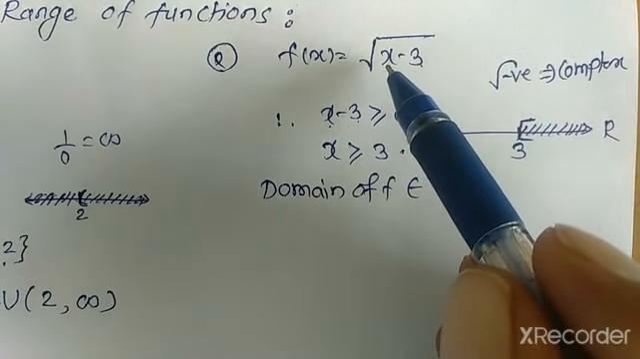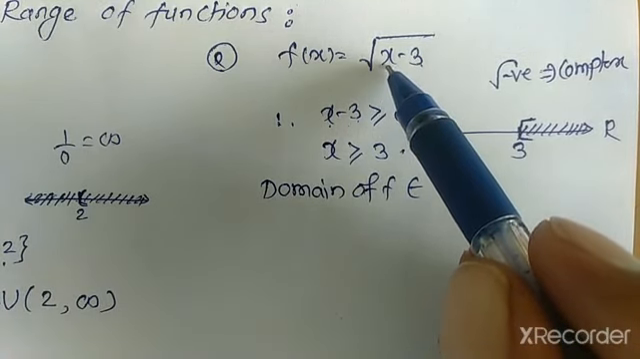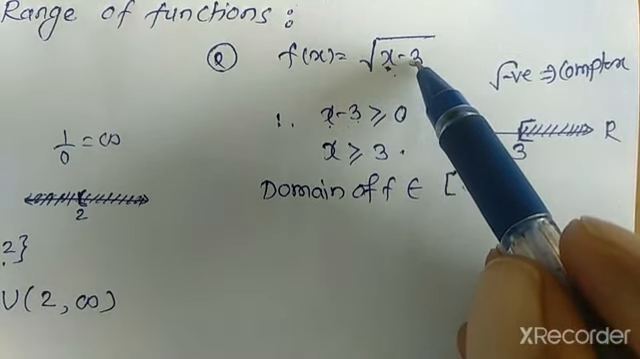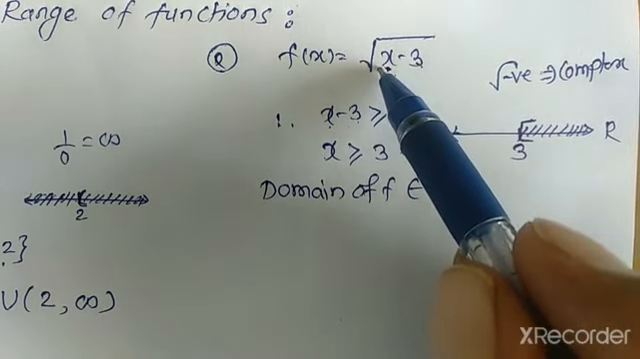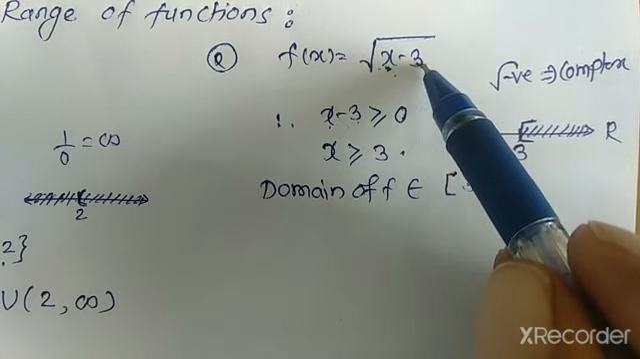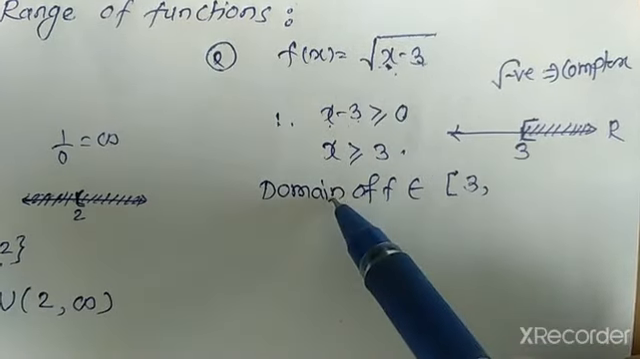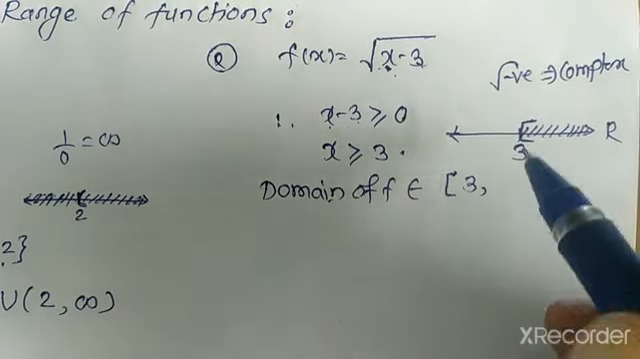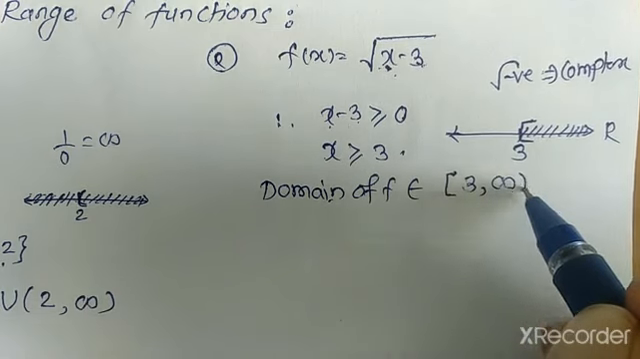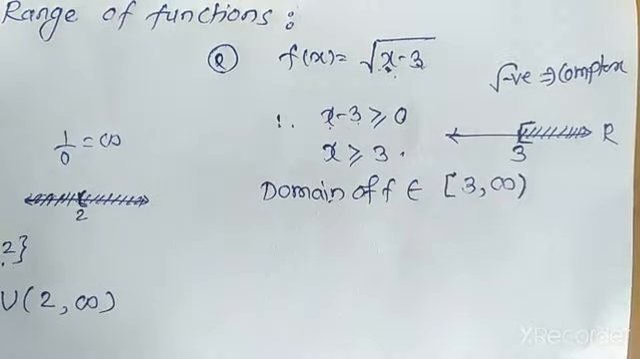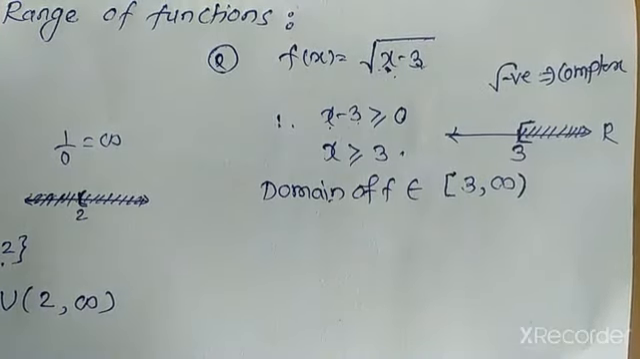If it is less than 3, like 2, then 2 minus 3 is minus 1, which gives a complex number. Or if you consider 0 minus 3, it is negative, so it is a complex number, so it will not be present in the domain. So our domain set is 3 comma infinity, open at infinity, which is our domain of f.